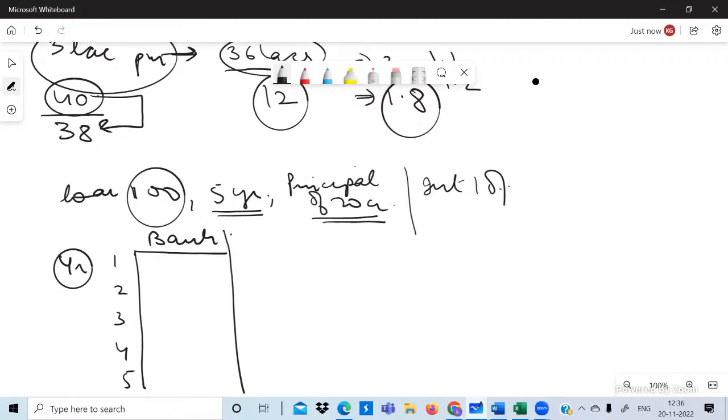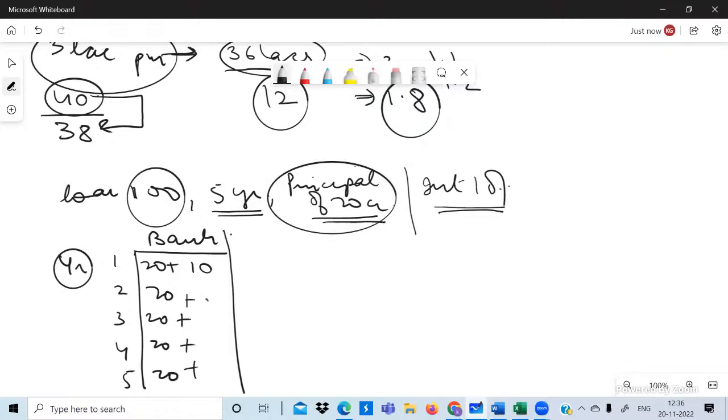First year, you'll pay 20 crores, which is the principal component, plus the 10 crore interest. Next year, again, you'll pay 20, 20, 20, 20. So this is constant. What will keep changing is the interest component. Because next year, out of 100, you already paid 20, which means you're left with 80. On that 80, the banker will charge you an interest of 10%, which means you'll pay 8, then 6, then 4, then 2, which means you'll pay 30, 28, 26, 24, 22.